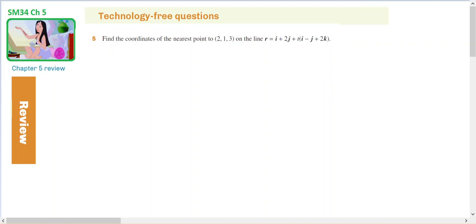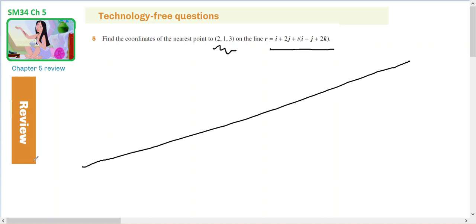Okay, so this is question number 5 in Tech Free, Chapter 5 review. Find the coordinates of the nearest point to this point that's on this line. Okay, so we have this line. This is line R. And line R is i plus 2j plus t times (i minus j plus 2k).